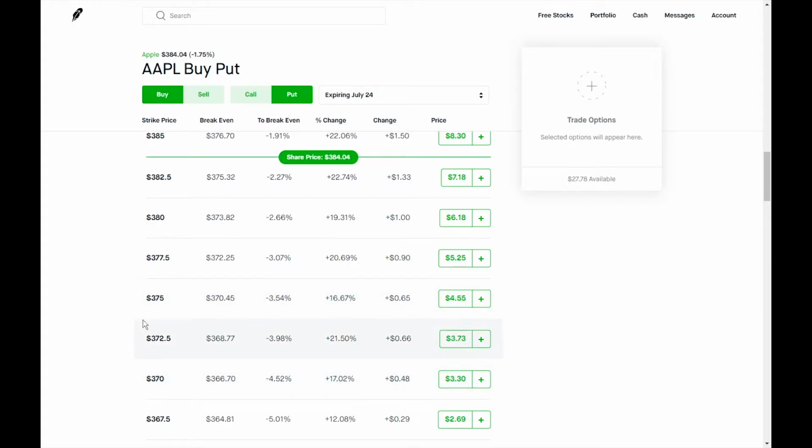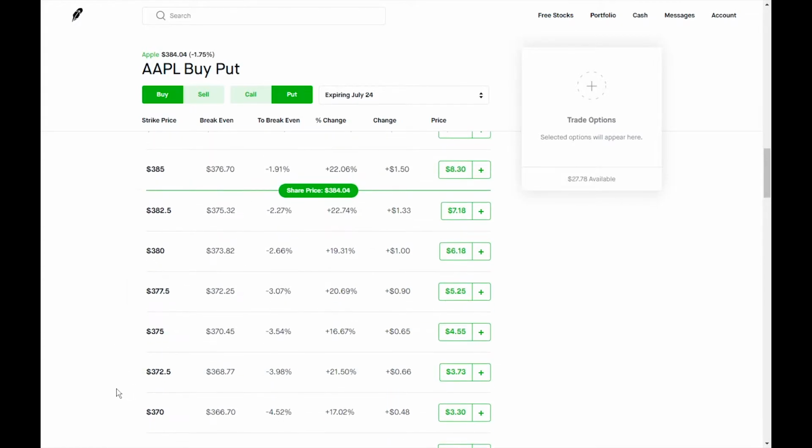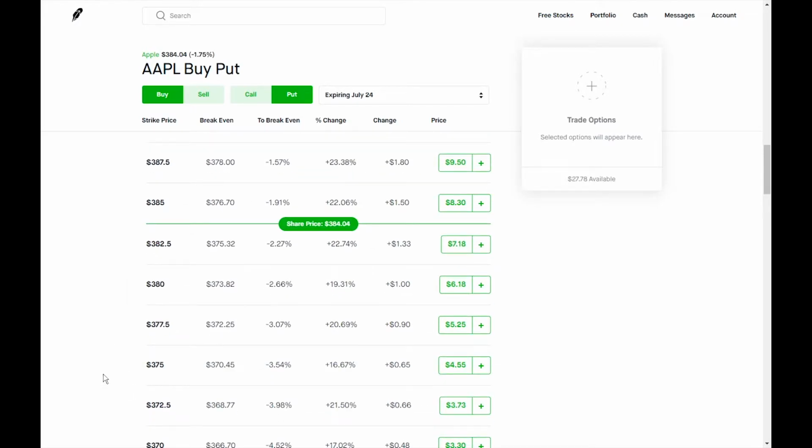And so you would make that $500 difference because everything is times 100, but you're also paying for this premium, again, just like with calls, everything's times 100. So you'd pay $455 for this share, and that gives you the right to sell 100 shares at $3.75, no matter how far the price drops. But now you're probably wondering what happens if the price doesn't drop.